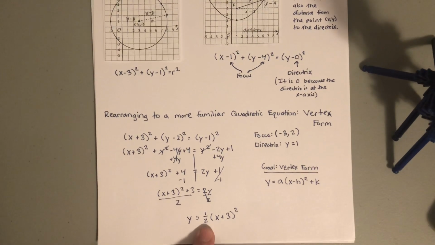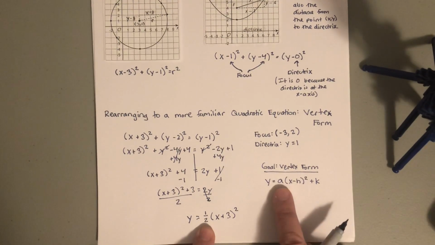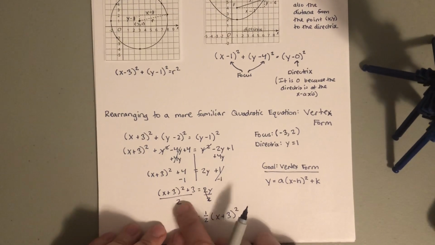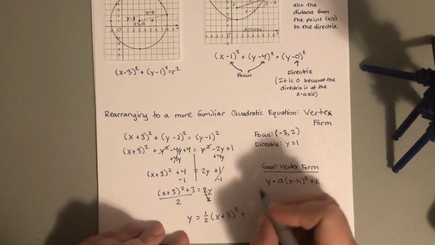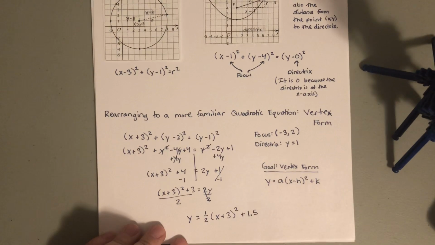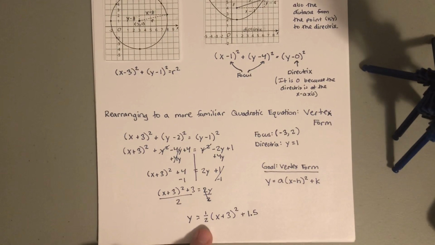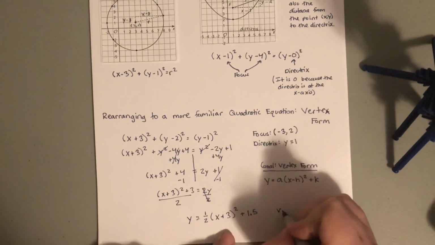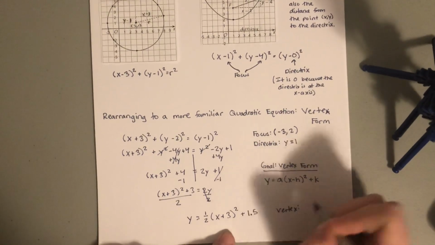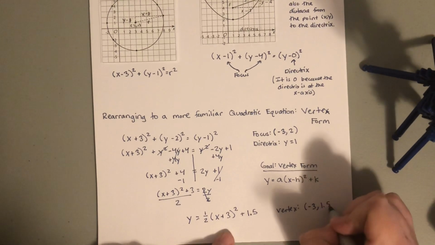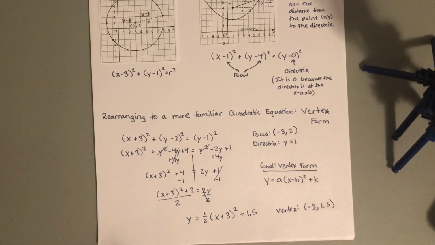And this way it looks a lot more like this, because now I know that my a value is 1/2. Then I have my (x plus 3) squared. And then I'm going to divide the 3 by the 2. And 3 divided by 2 is 1.5. So that would tell me that if I were to graph this, my a value would be 1/2. And the vertex would be at the point -3, 1.5.